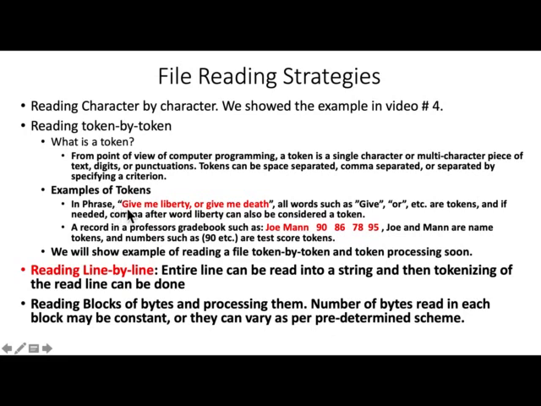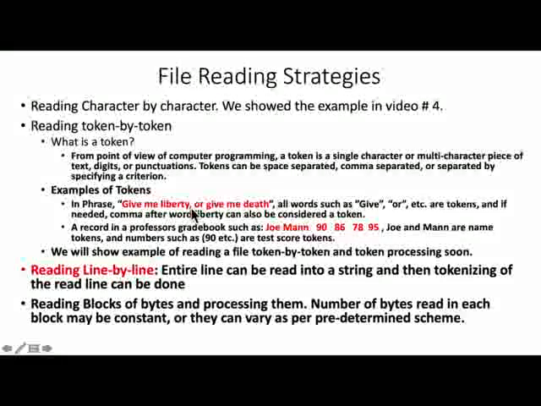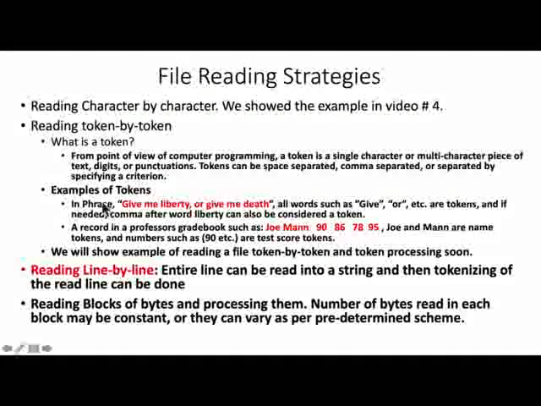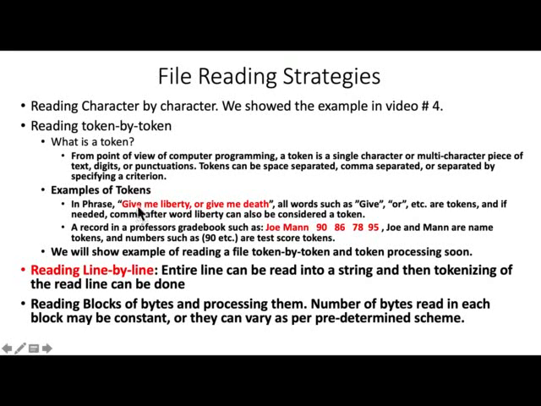So let's see an example of tokens. Let's say I have a phrase, "Give me liberty or give me death," by Patrick Henry. All words like give or me are tokens. In this case, we are not considering white space to be a token. And if I want to, I can take this comma also and consider that also as a token. So if I were to tokenize this phrase, one token will be this, this, this, this, this, this, this, or that. Okay?